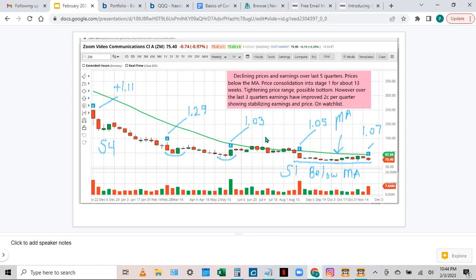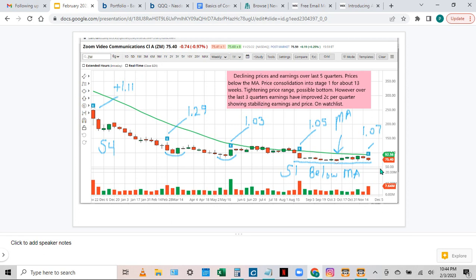So we can see that now price came down to around $85 per share, give or take. And it came down from $250. So that's quite a move. So we only went from $1.11 to $1.03 to $1.05. And yet price is now below 80 bucks. Okay, so that's quite the move down from 250 to 75.40.